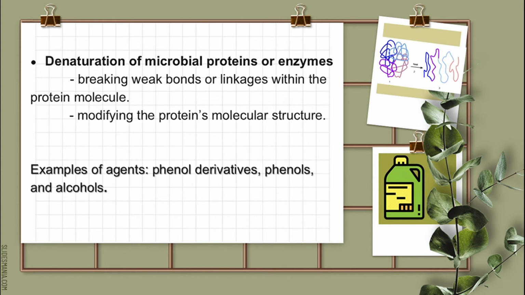Next, denaturation of microbial proteins or enzymes. In biology, denaturation is the process of modifying the molecular structure of the organism's protein. It is also responsible for the breaking of many weak bonds within the protein molecule that help in keeping the natural state of the highly ordered structure of the protein. Examples of denaturation agents are phenol derivatives, phenols, and alcohols.